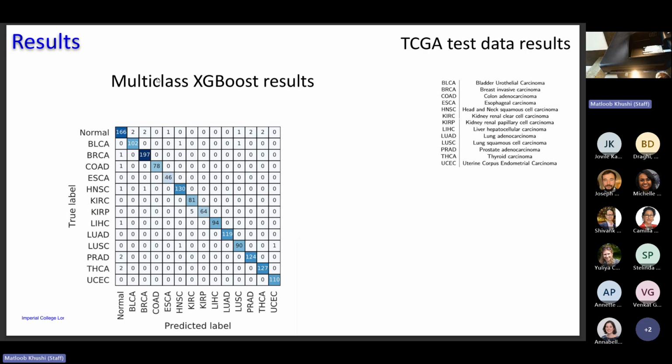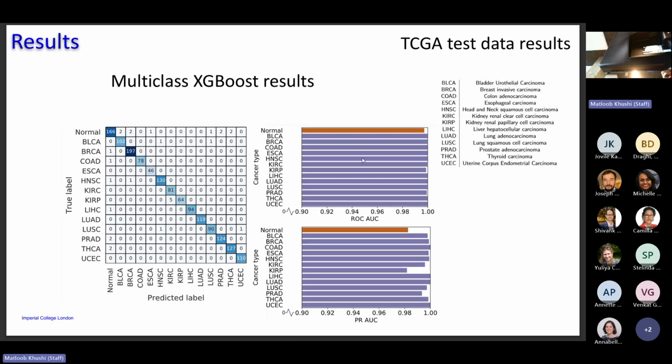And then we looked at the multi-class model for the same type of data. And as you can see, the classification is a lot better when you use the multi-class than the binary models. For both the ROC and the PR curves, the metrics were almost perfect. So these plots start at 90% or 0.9.